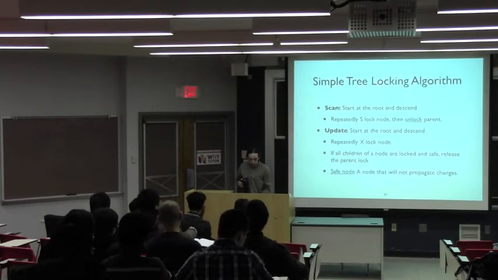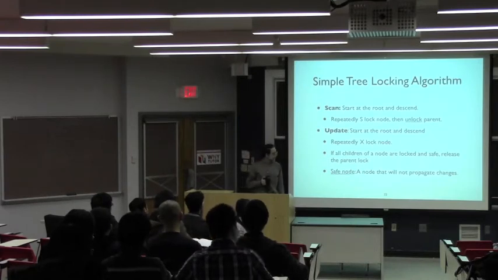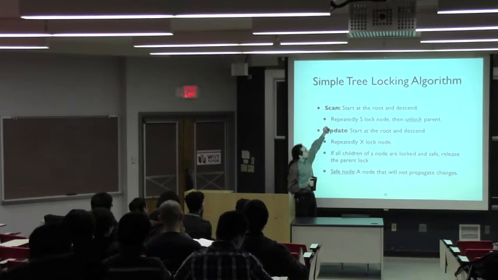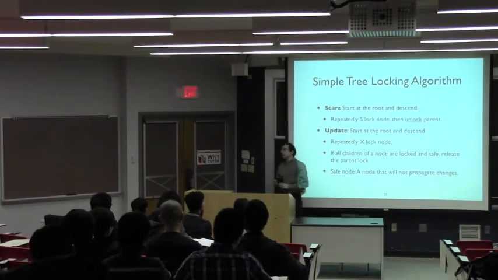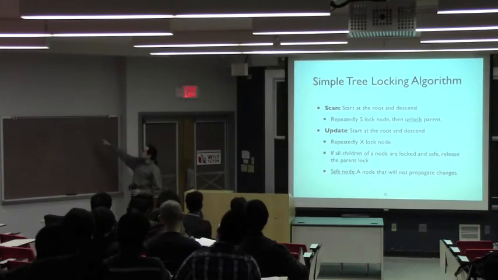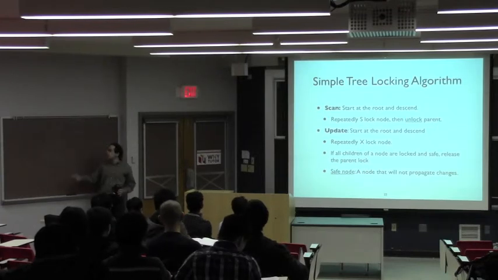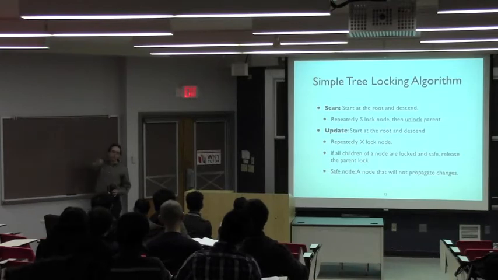So the simplest form of this algorithm is that we start at the root node, and if we're just doing a scan, just reading, we're going to lock the parent node with an S, and then descend to its child and lock that with an S. And as soon as the child is safely locked with an S, the parent lock will be released.